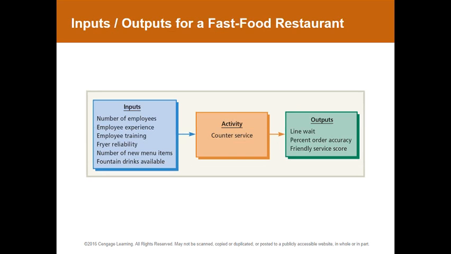So inputs: how many employees do you have? How experienced are they? How much training? I love the fryer reliability for the fast food restaurant. What kind of new items do we have? What kind of fountain drinks do we have available? These are all the different things that come into a fast food restaurant. Basically, your activity is the counter service. That's the activity where sales occur. From that point, we might have line waits, we have order accuracy, we have friendliness scores. What different types of outputs do those inputs create?